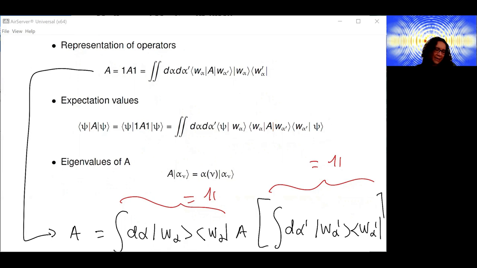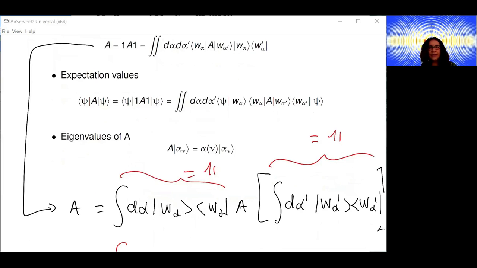And we can also define here eigenvalues of A. So if you apply the operator A to a specific basis vector in this continuous basis, which here I called it differently, alpha nu, then you get alpha nu. So again, this varies. So let's have a look.